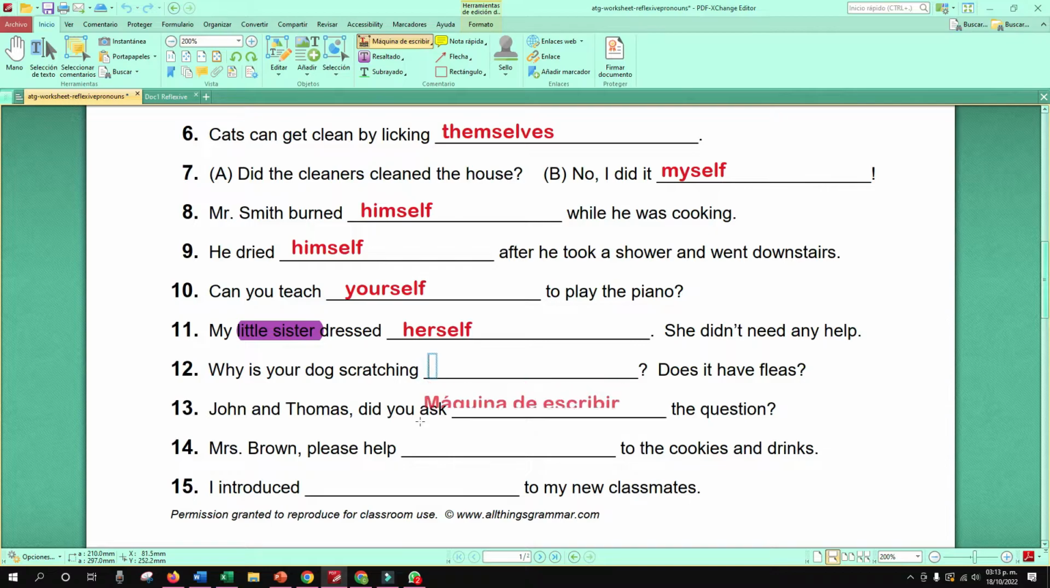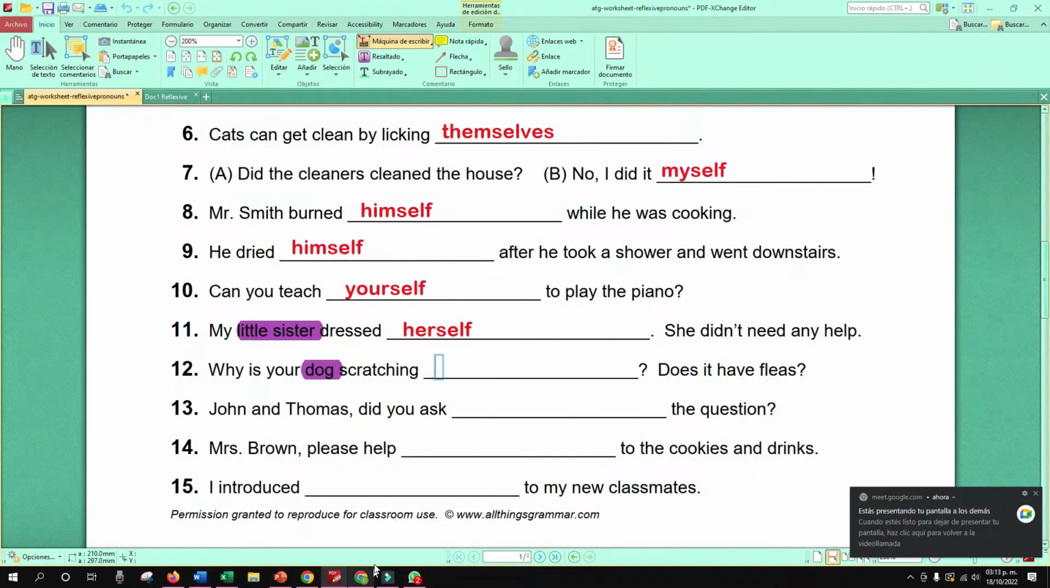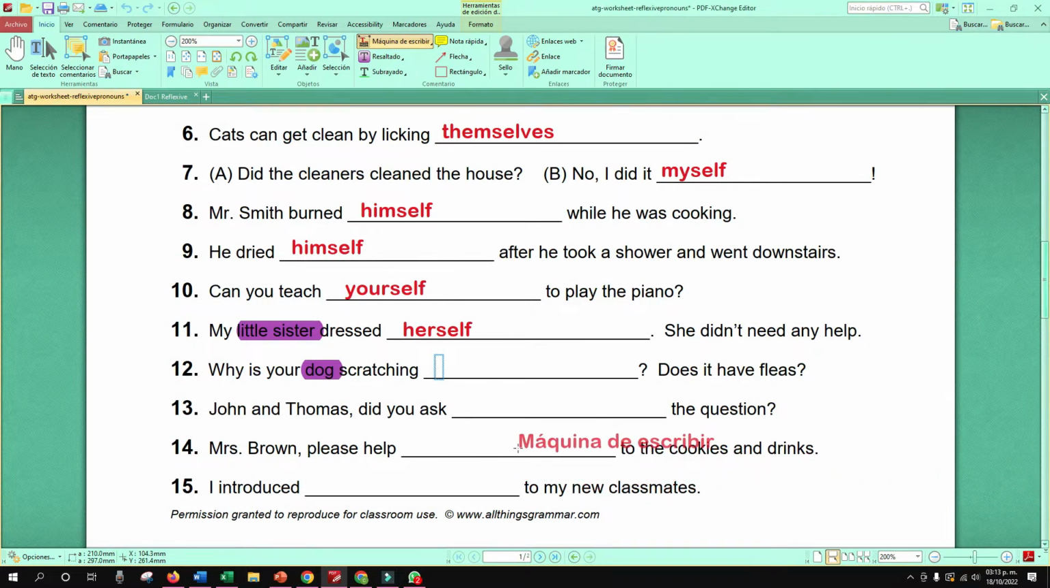So, what about this one? Why is your dog scratching? Does it have fleas? Dog, right? Dog. So, which will be the answer here? Okay, Abby? Itself. Itself, right? You're talking about what? The dog. That's why the reflexive pronoun will be itself, right? Excellent.